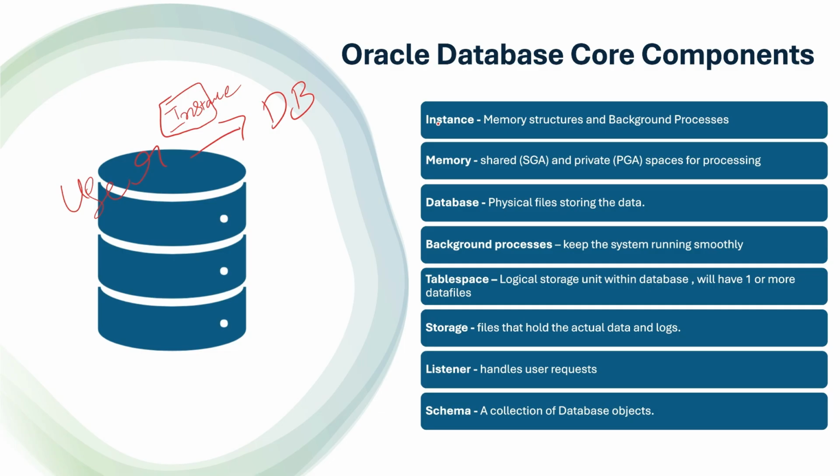Okay, the instance has memory and background processes. I will talk about the background processes later, but just understand that background processes keep your database system running smoothly and do a wide variety of tasks to process your data in RAM. Basically the CPU does every task, and the data being processed is kept in RAM. Those are the background processes, and your actual database is physical files.